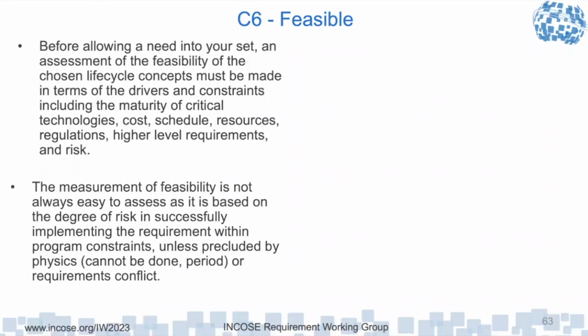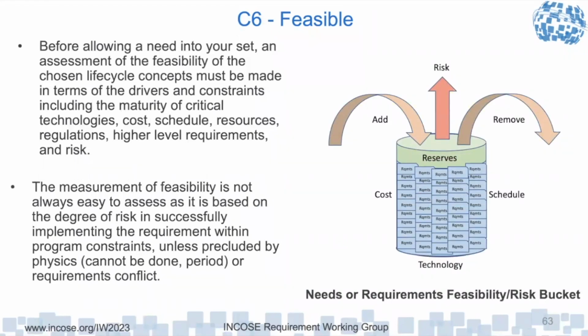The measurement of feasibility is not always easy to assess because there's always a degree of risk associated with it. And that's one thing TRLs are about: the lower the level, the higher the risk. The higher the TRL level, the lower the risk of the project. One thing I like is the needs and requirements feasibility bucket. Part of the analysis we go through before we put any need or requirement into the set is we do this feasibility check. Can we do it within cost, schedule, technology? And then you have risk. Can we do it with an acceptable amount of risk? GAO says that if it's less than 3, the risk is too high, don't do it.